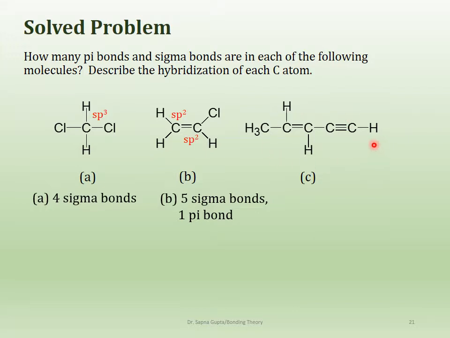Let's look at the last molecule, which really has a whole variety of bonds in here. So here we have the first carbon, which has 3 hydrogens attached to it, and the 3 hydrogens, if you spread them out, would be 3 single bonds.